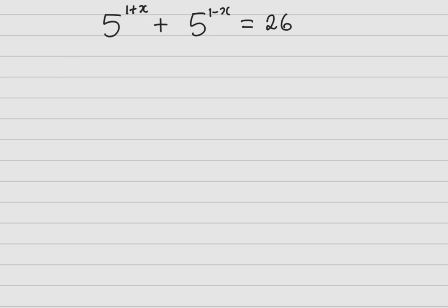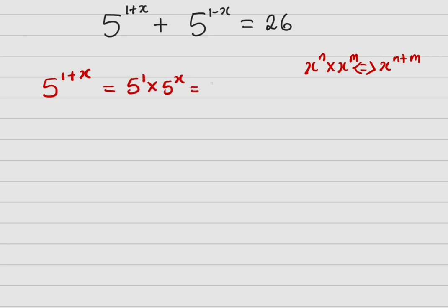Now, first of all, for us to work out this question, I need to reduce or simplify these expressions. For me to simplify this one, recall from the multiplication law in indices, if I have x raised to the power n times x raised to the power m, then it's going to be x raised to the power n plus m. Now, this is vice versa. It can go either way. So this can be written as 5 raised to the power 1 times 5 raised to the power x, which is the same thing as 5 into 5 raised to the power x.